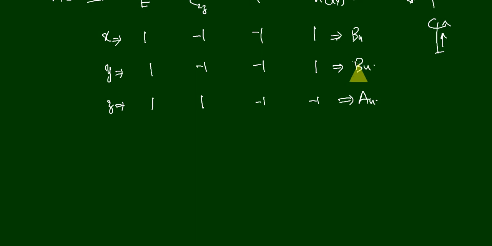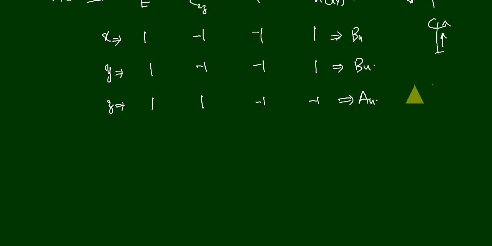So X and Y transform according to BU. They are not transforming together, they are transforming independently, but both of them transform according to the BU symmetry, okay? And Z transforms as AU. So now we understand the symmetry properties of X, Y and Z.